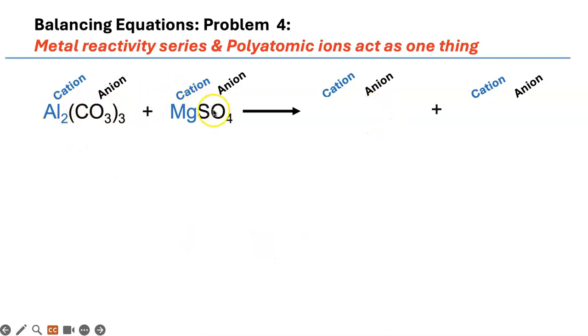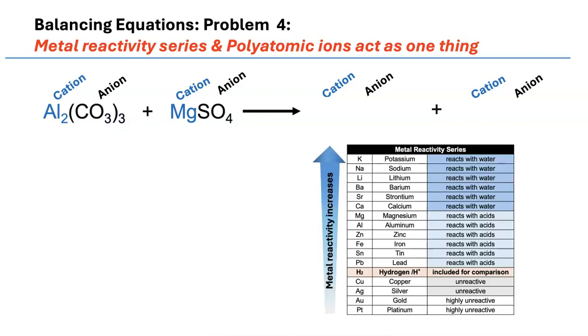Aluminum will marry sulfate and make aluminum sulfate, and then magnesium will marry carbonate and make magnesium carbonate. You have to do the crisscross method to figure out their chemical formulas. And here we go, magnesium carbonate and aluminum sulfate.